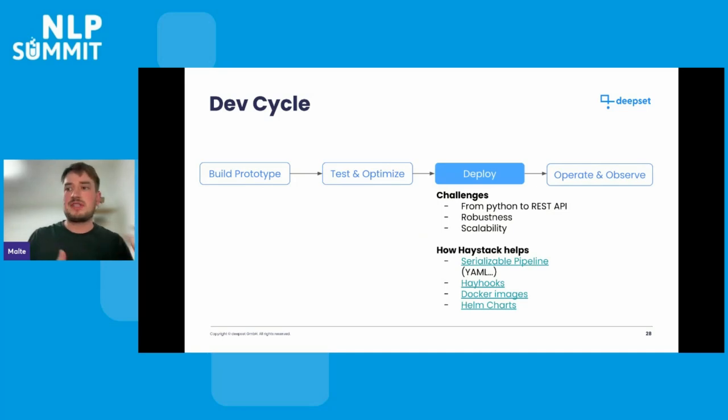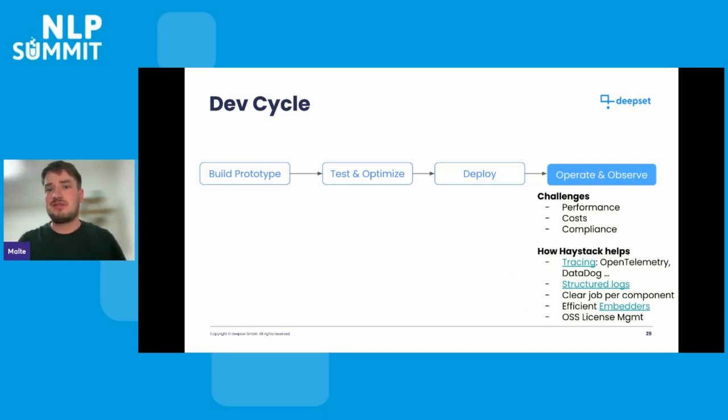Once you have found your design and you want to go to production, again, I think there are a few resources here that really help you do this. All of our pipelines are serializable, so it's very easy to go from Python code to something like YAML, move that to your target system, and deploy it there, be it on Kubernetes. We have Hayhooks as a simple REST API layer on top, and things like Docker images and Helm charts.